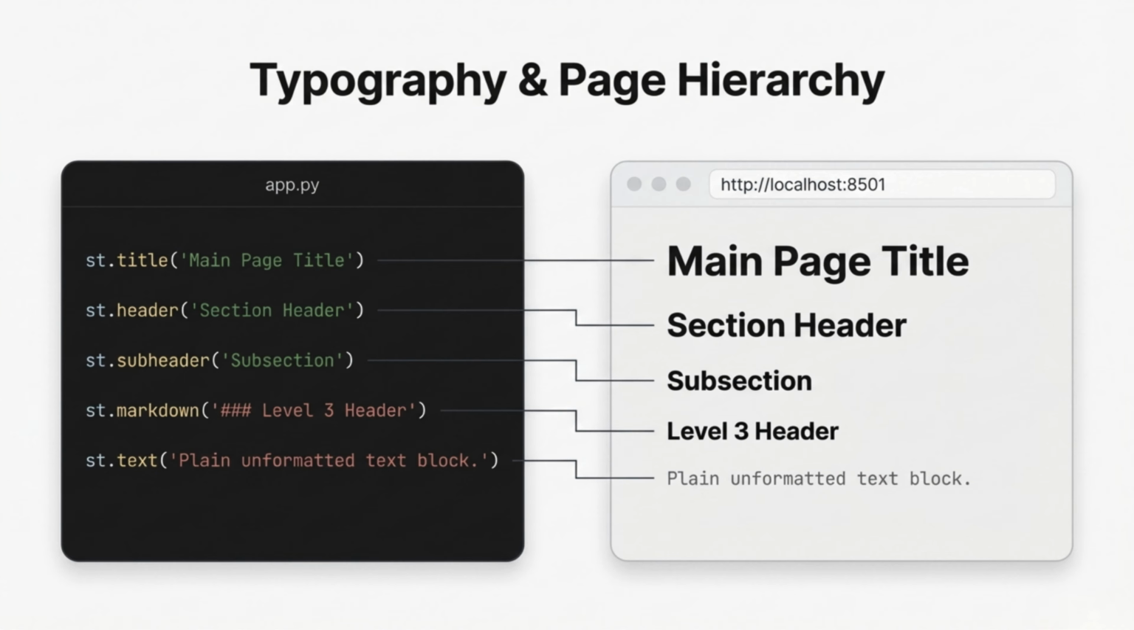We can also use markdown such as ### to create additional heading levels for finer hierarchy. st.text displays plain unformatted text. Together, these elements create a clear visual hierarchy, making the application easier to read and navigate.